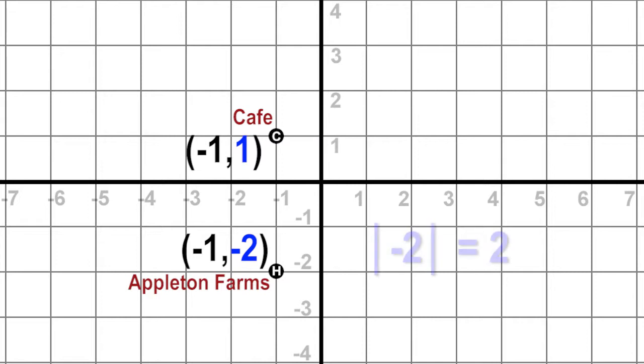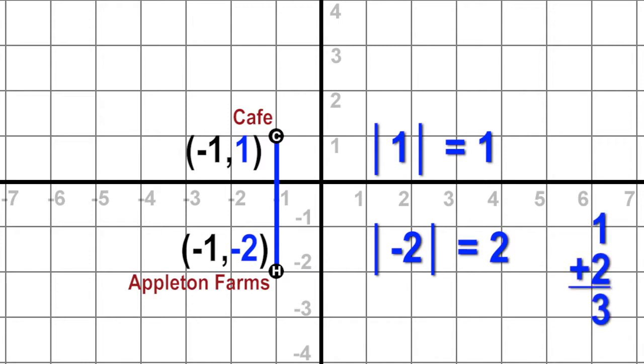Using absolute value, we can determine that Appleton Farms is 2 units from the x-axis, or 0, and the cafe is 1 unit from the x-axis, or 0. We can then add 2 and 1 to find that the 2 places are 3 units apart, which is what we found when we counted spaces.